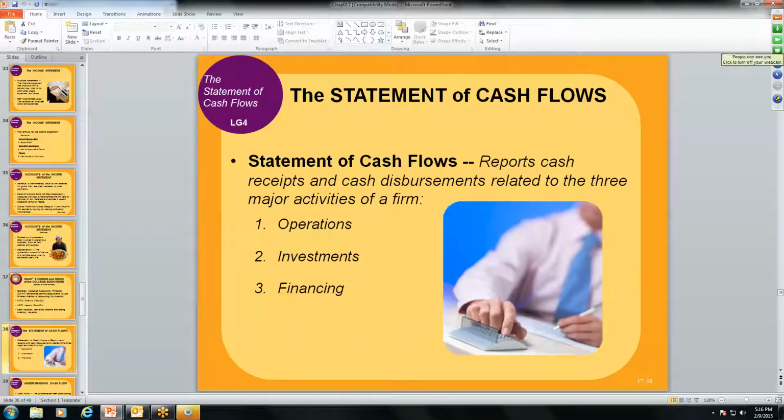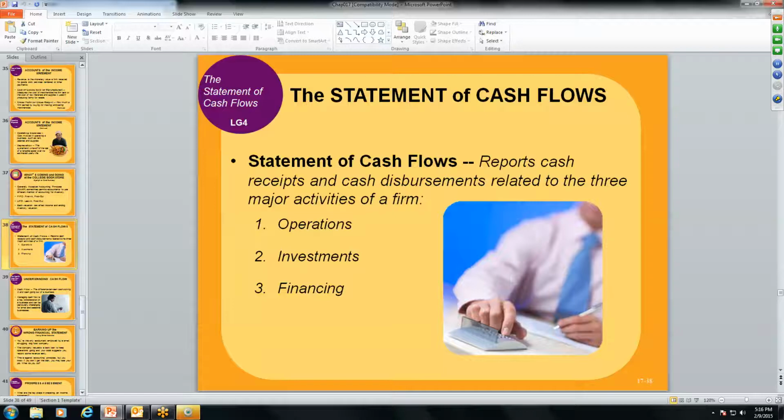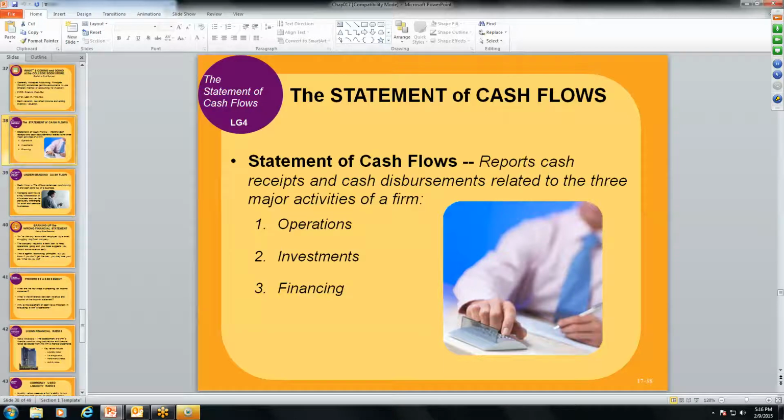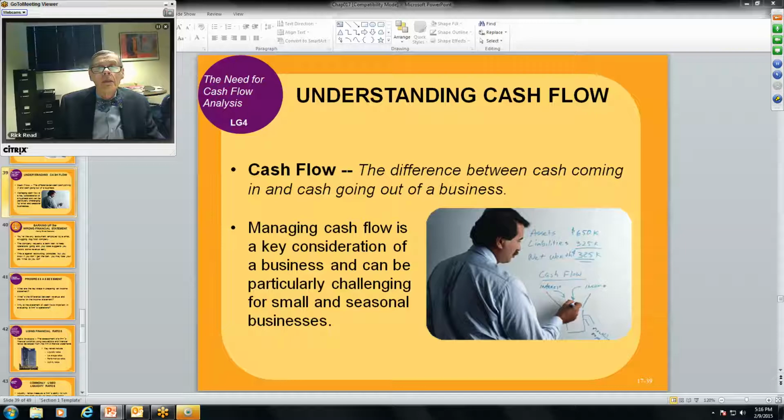Statement of cash flows just tells you what's coming in, what's going out. And here's what goes on with these: operations, investments, and financing. Now, it's okay to do this cash flow, but we need to understand it. And it's not really too much different. It's just the difference between what comes in and what goes out. And we have to be able to manage cash flow. We have to know where it is. We have to know what's coming in and going out.